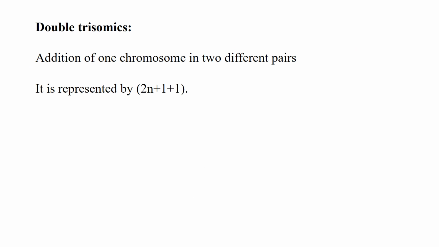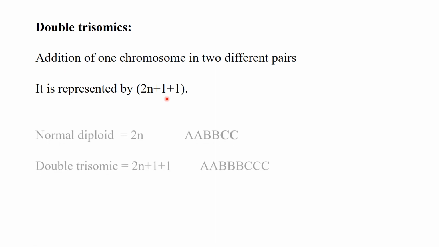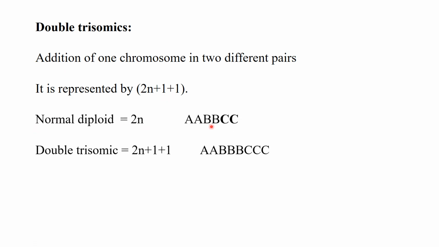Double trisomic condition: the addition of one chromosome in two different pairs. When one chromosome is added in two different pairs, the condition is called double trisomic condition. It is represented by 2n plus 1 plus 1. Normal diploid set, each chromosome pair present in the pair.